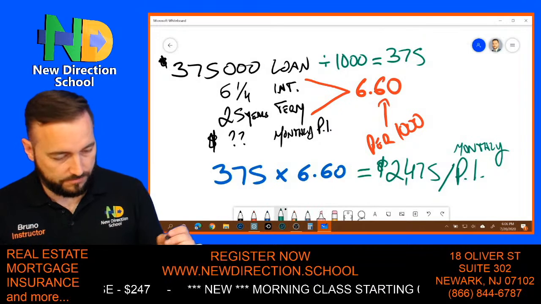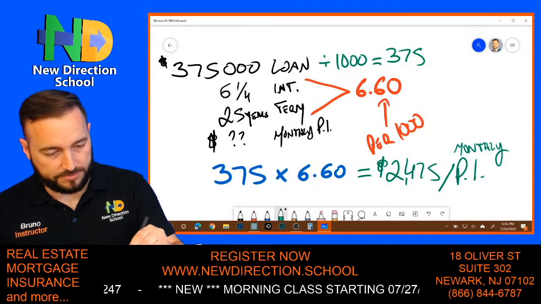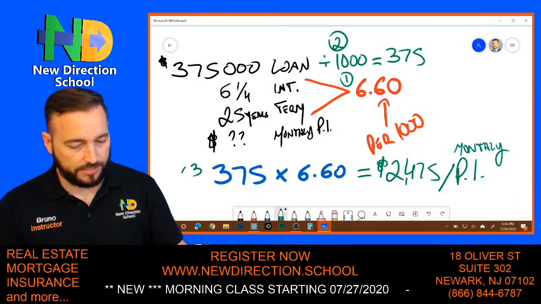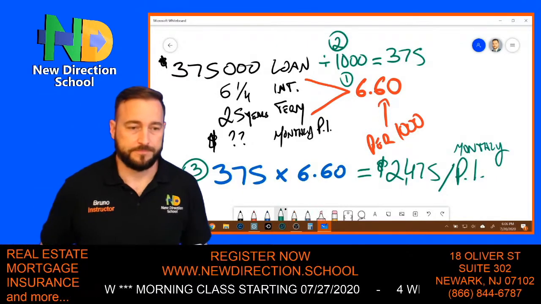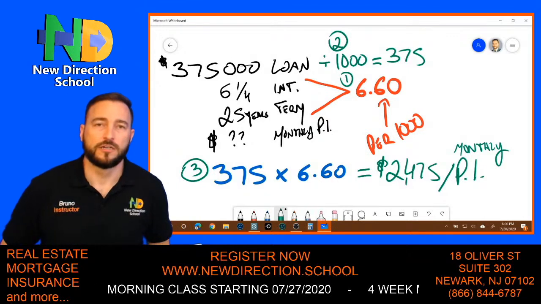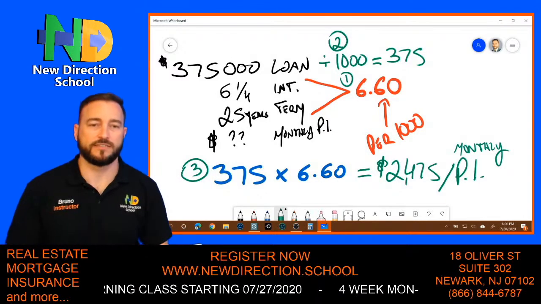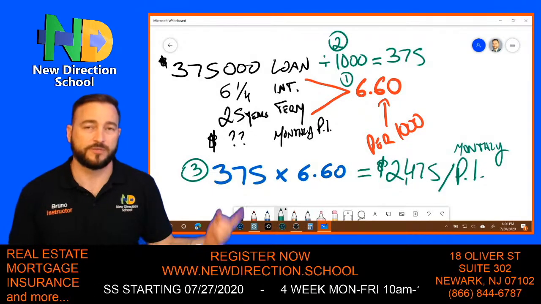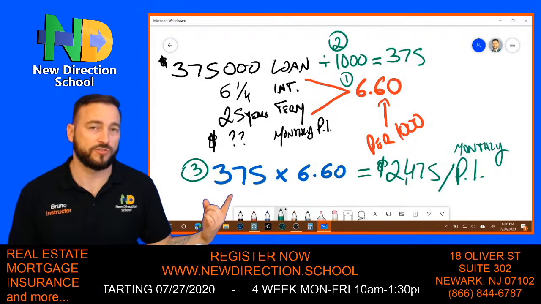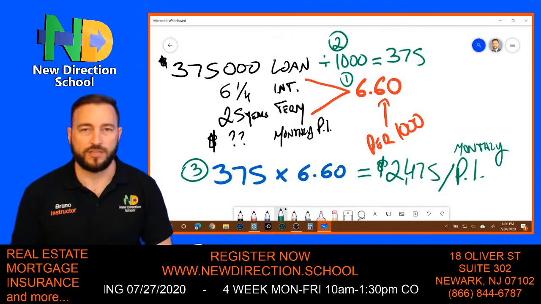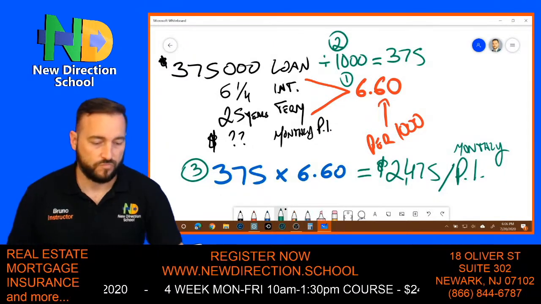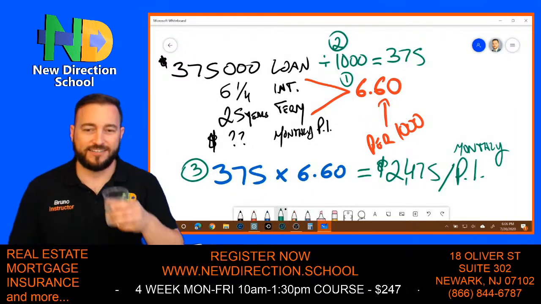So we'll call this step number one, step number two, step number three. That'll be it, okay? Step number one, go to the table, figure out what that number is. Step number two, figure out how many thousands you have in the loan. Step number three, multiply the two numbers you just found, and that's your monthly principal and interest. Any questions? You got it? All right.